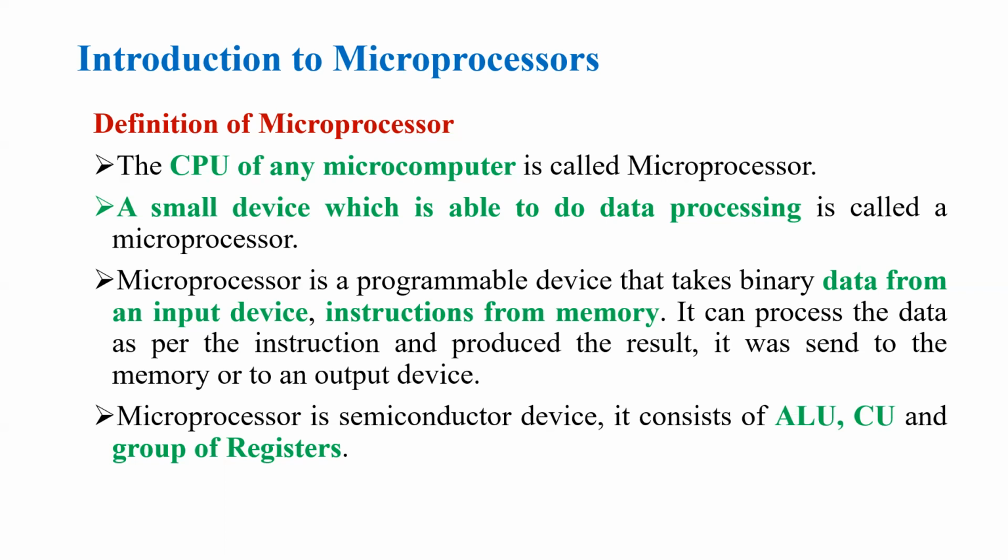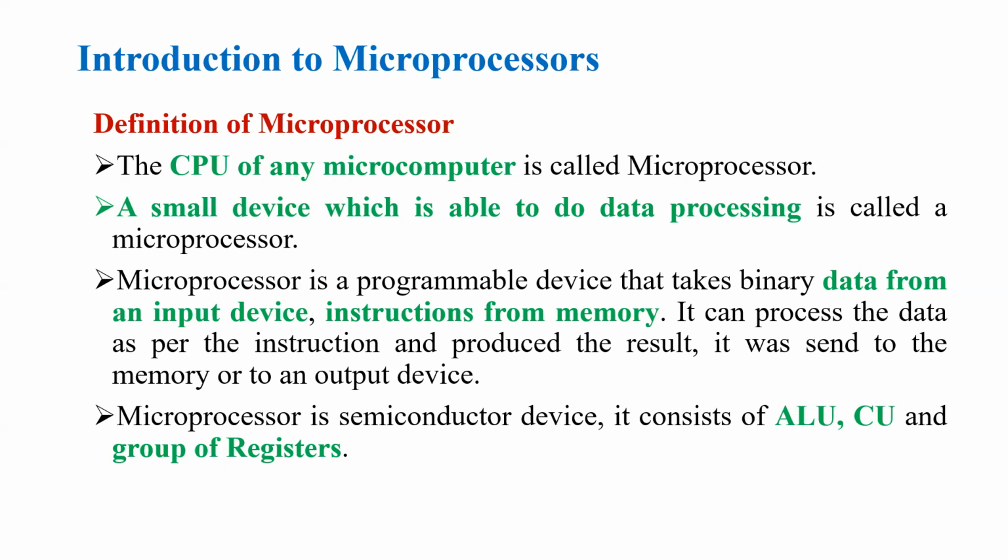The second definition is: a small device which is able to do data processing is called a microprocessor. Here I simply split the word microprocessor into two halves, micro and processor. Micro means a small device. Processor means a device which can process data. I combine these two and give a second definition: a small device which is able to do data processing.